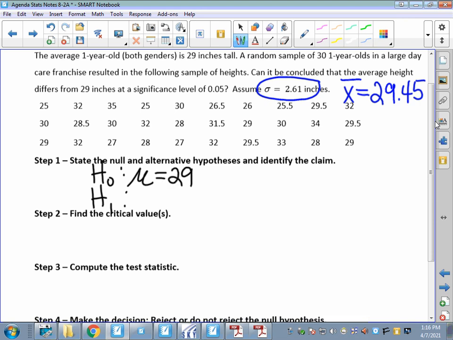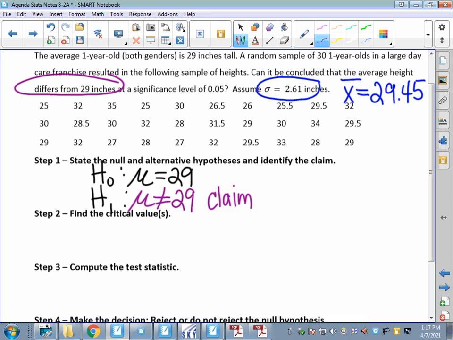A random sample resulted in the following. Can it be concluded that the average height differs from 29 inches? There is our H sub 1, our alternate hypothesis. If it differs, it doesn't say that it's greater than or less than 29 inches, right? It just says it differs. So this is one of these guys. We're just saying, can we conclude that it is different from 29 inches? Here is our claim. Most of the time H sub 1 is our claim, but you do have to watch. It's not an always definite thing.